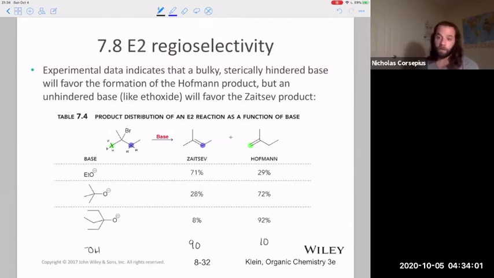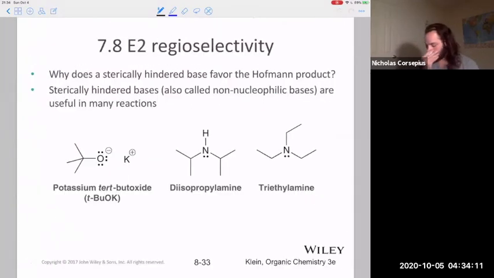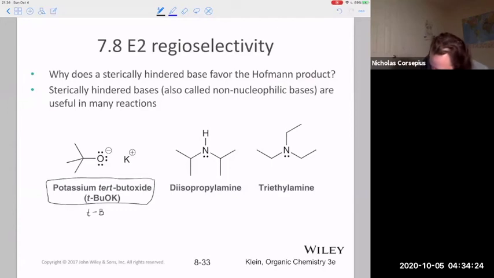Once you start having a bulky base, now all of a sudden you have to factor in that bulkiness in terms of which one of those hydrogens is going to be the more accessible one. Some bulky bases that we're going to see over and over again: tert-butoxide is going to be really key. You might see this also without the potassium. Remember when I told you, see a potassium or a nitrogen or a sodium, you want to think negative charge. Diisopropylamine or triethylamine, these are also bulky bases.